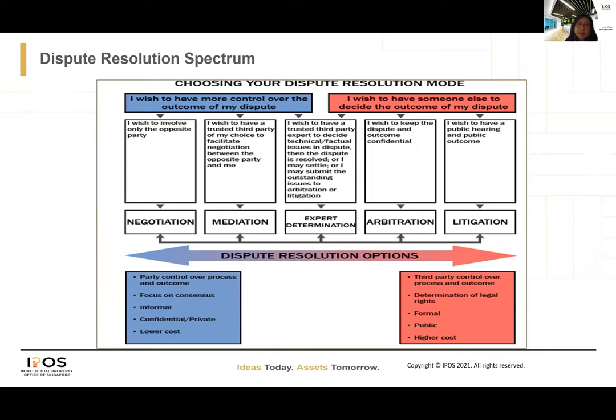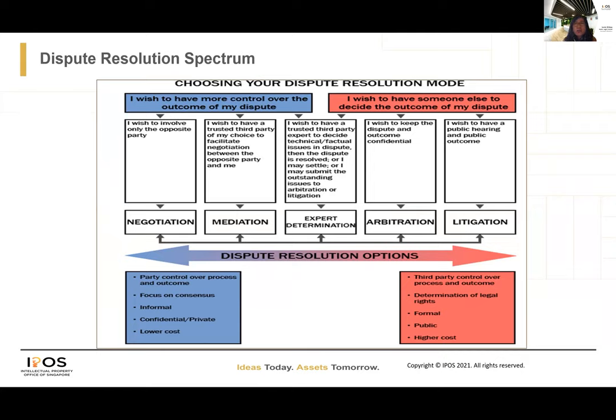Now, if you see right beside negotiation is mediation. The reason it is right beside negotiation is because in mediation, there is a third party involved, even though it is still confidential. But the main distinction is the third party cannot determine the outcome on your behalf. The third party is only there to facilitate or to assist parties to come to a resolution. That's why it is right beside negotiation. Of course, it is generally also less formal in terms of process. Which process you follow depends on which mediation institute that you choose.